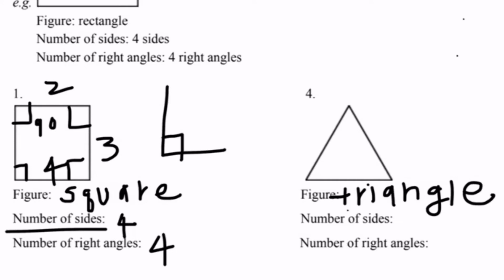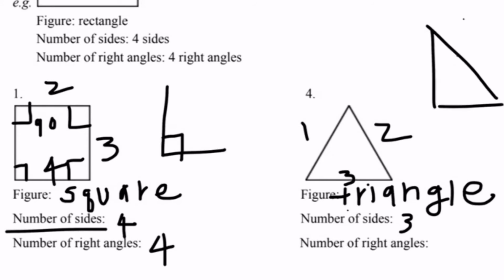Okay, now it's asking us to find the number of sides. That's easy. 1, 2, 3. So we have 3 sides. Last but not least, number of right angles. Well, if you look at the triangle, it's not a right triangle. Right triangles look like this. It doesn't have an L shape, and none of the angles equal 90 degrees. All the angles are acute angles, so that means we have 0 right angles.